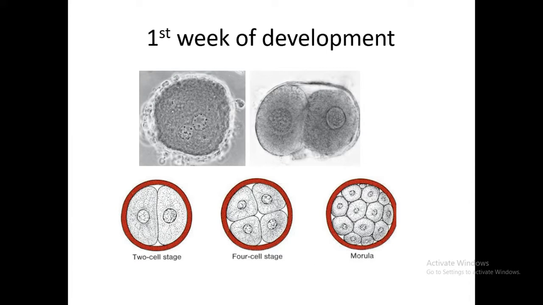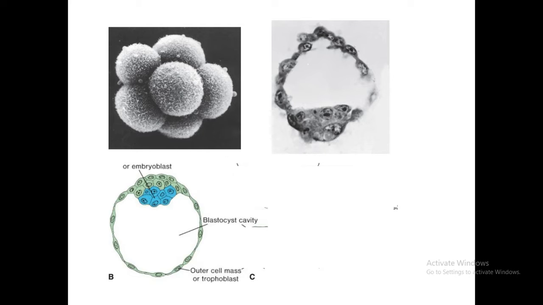This is the picture of the zygote, 2-cell stage, 4-cell stage and the morula stage. And here is the picture of the blastocyst. This is the inner cell mass, this is the outer cell mass, and this is the blastocyst cavity.